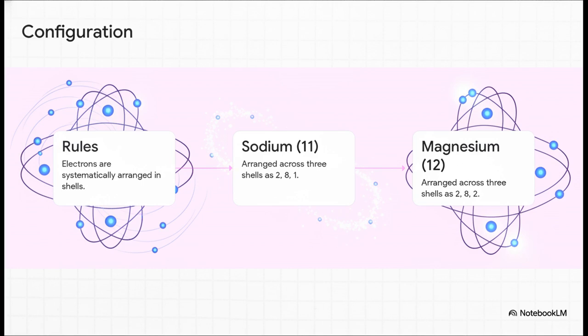Take sodium, for example, which has an atomic number of 11, meaning we have 11 electrons to seat. It's arranged perfectly as 2 in the first shell, 8 in the second, and then just 1 left over in the third shell. Magnesium has 12 electrons, so its arrangement naturally goes 2, 8, and 2. It's this beautiful, highly logical progression of completely filling the inside before moving to the outside.